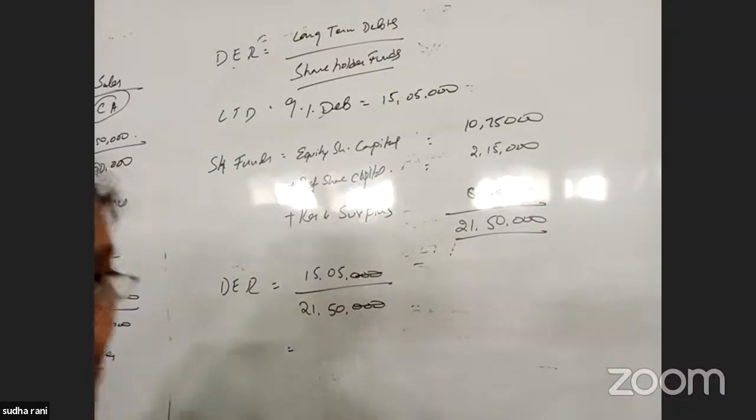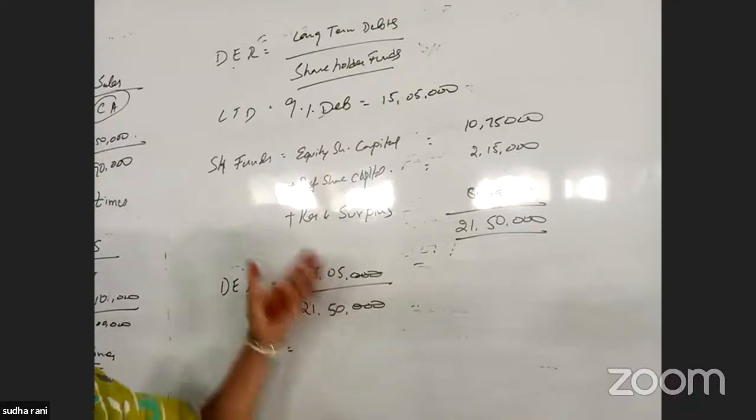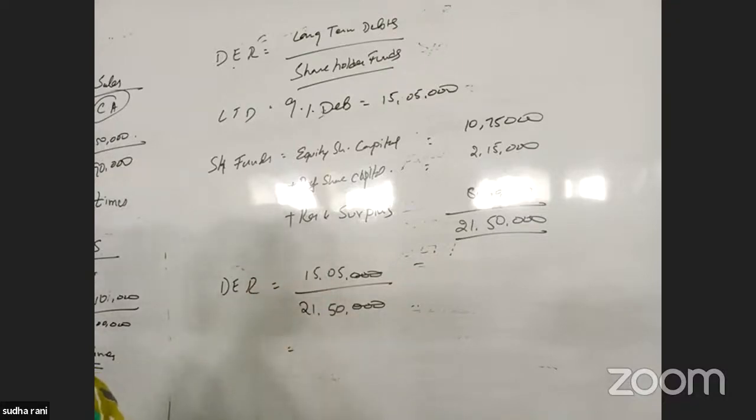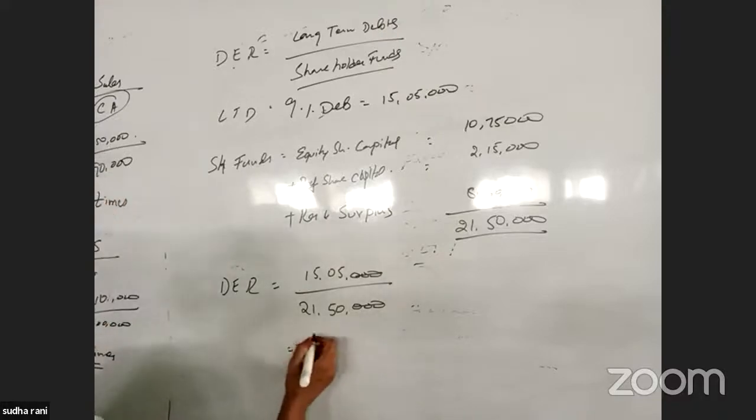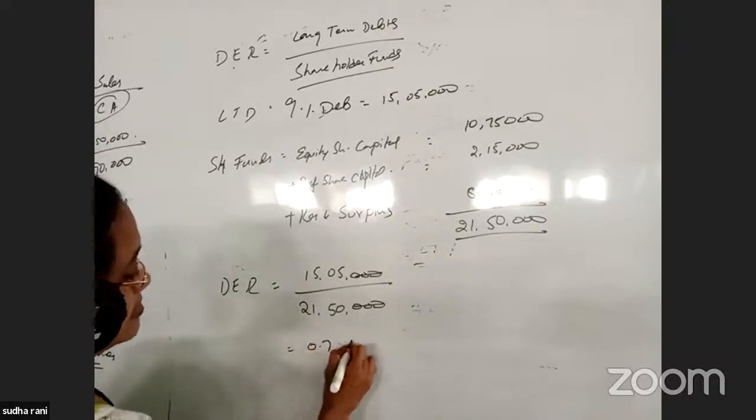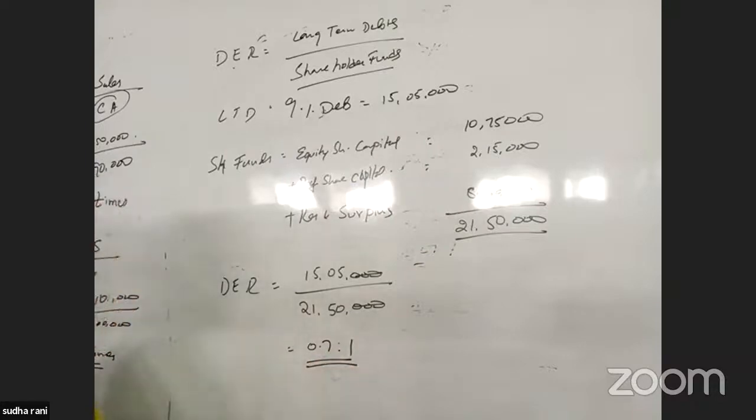Okay, children, thank you. I have another class. Same way, other ratios also. As I said, please do remember. Even the debt equity ratio we express in proportionate form, 0.7:1. It shows the relationship between the debt and equity itself.